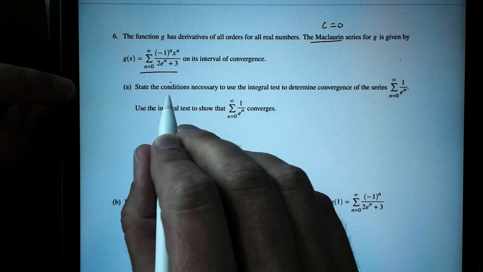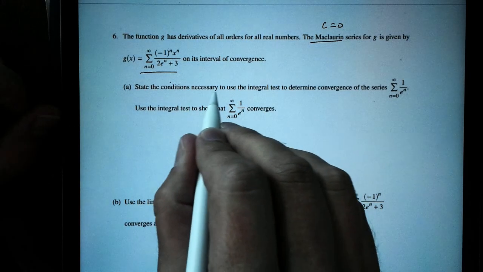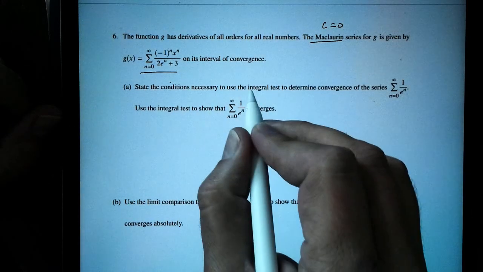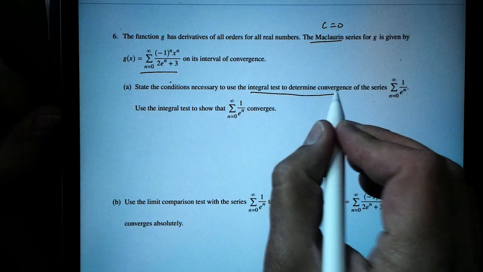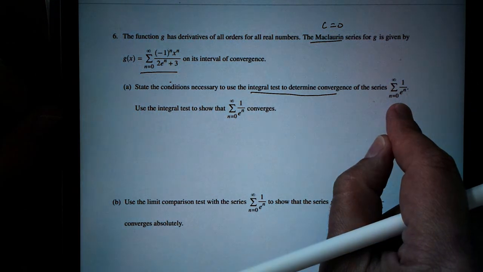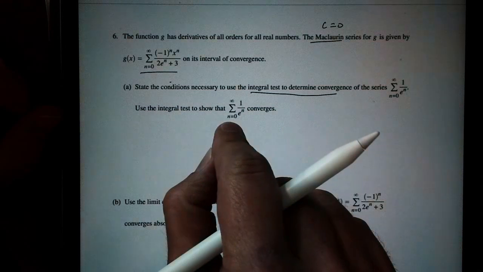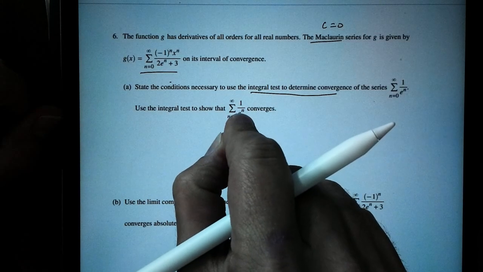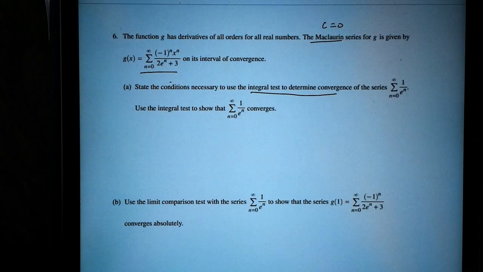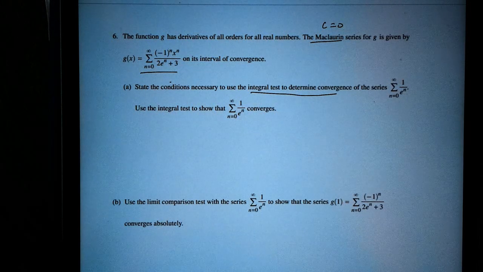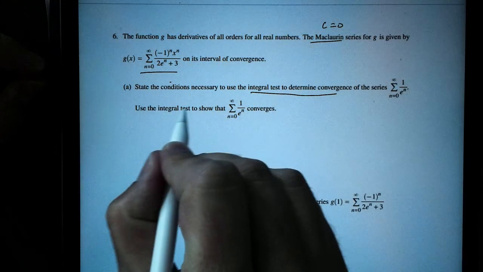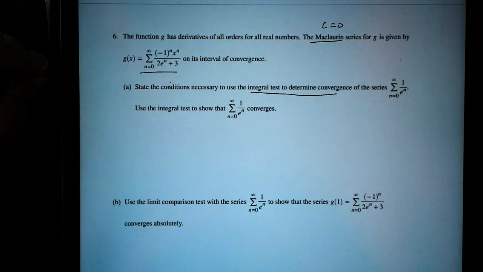Now the first question says, state the conditions necessary to use the integral test to determine if our series here converges. And then they want us to use the integral test. Now typically for this one we would probably use geometric series, but they want us to use the integral test for this one. Alright, so what does it say? It wants us to use the integral test.